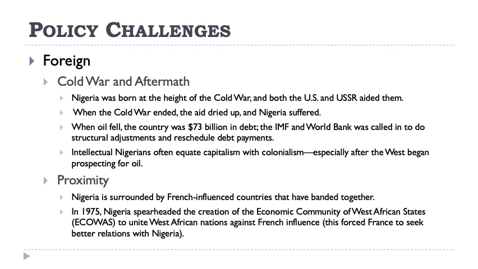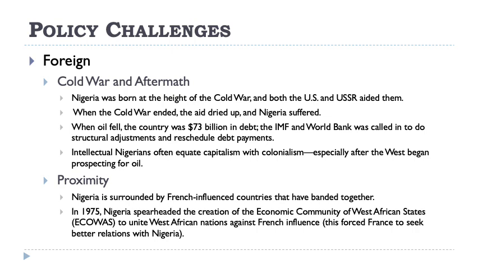But when oil fell, the country was $73 billion in debt. The IMF and the World Bank were called in to do structural adjustments and reschedule debt payments. And so there's that dependency theory in action. Nigeria wants to prove that they can do things on their own, but then they take the aid, which makes them use the West as a crutch.